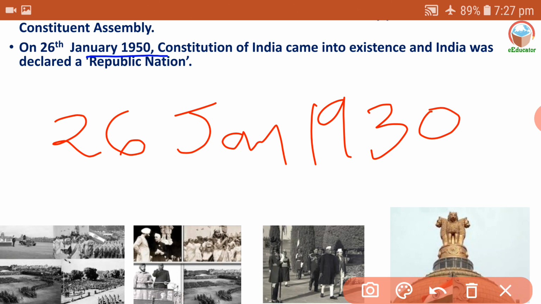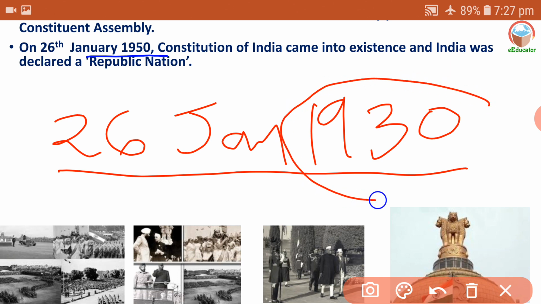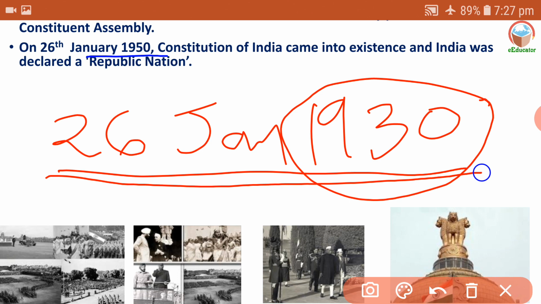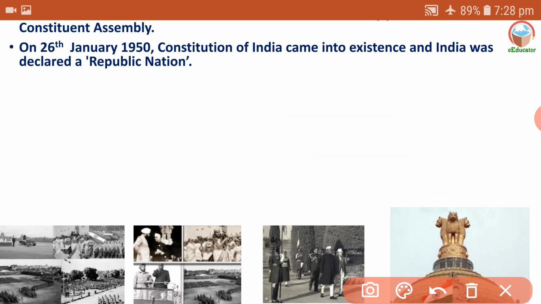on 26 January 1930, the freedom fighters decided to celebrate that day as Independence Day. Somehow in 1930 it was not possible to celebrate. To remember the day 26 January 1930, the Constituent Assembly enforced the constitution on 26 January 1950. So on 26 January 1950, the Constitution of India came into existence.